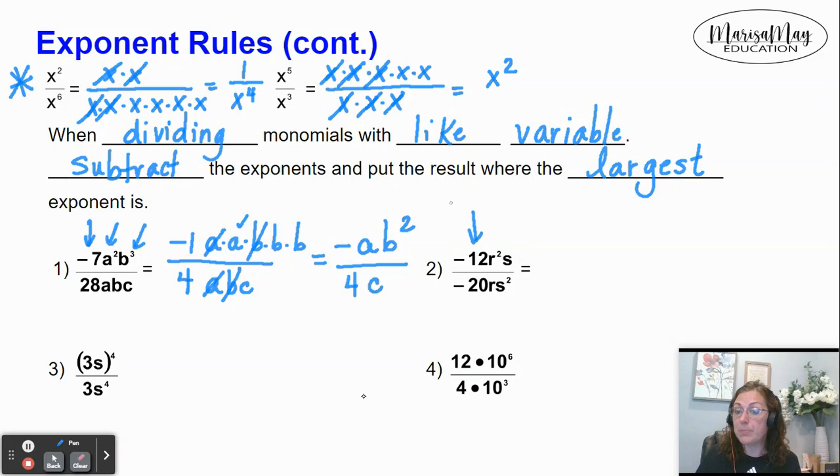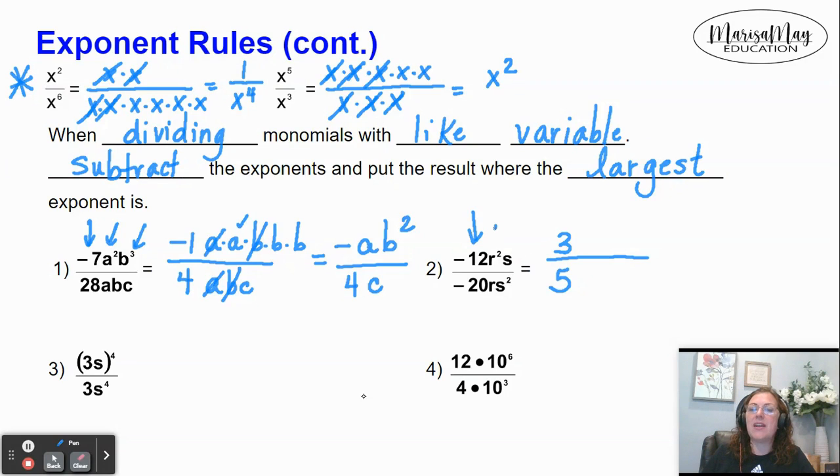-12 and -20 are both divisible by -4. So -12 divided by -4 is 3. And -20 divided by -4 is 5. Side note, I only divided by the -4 because both of them were negative.